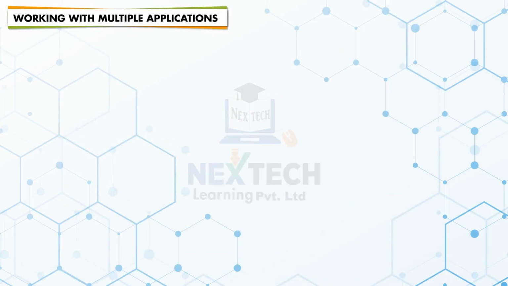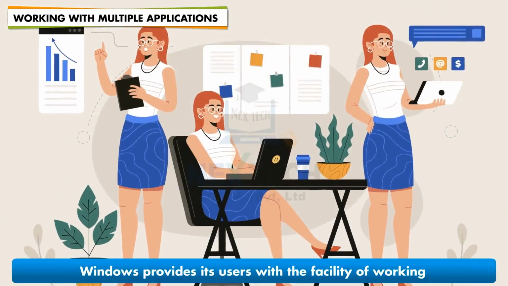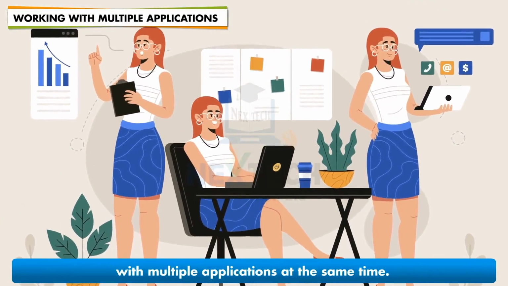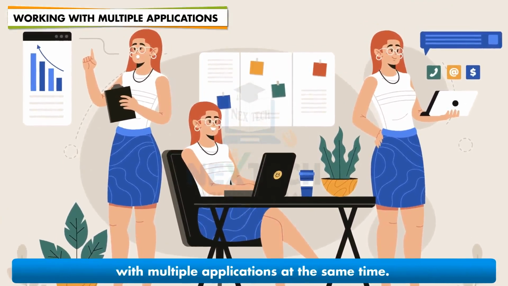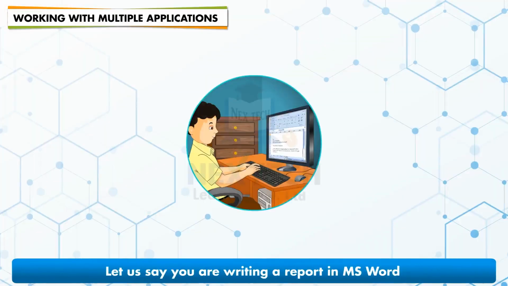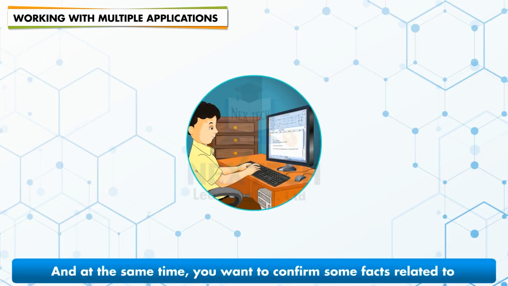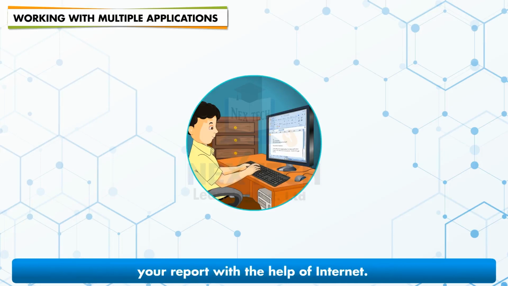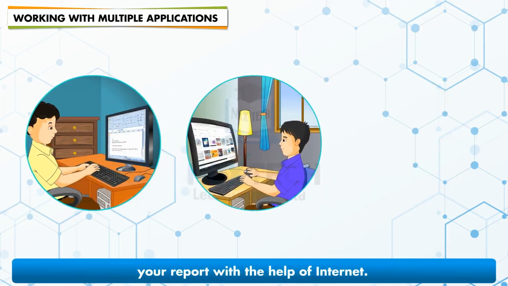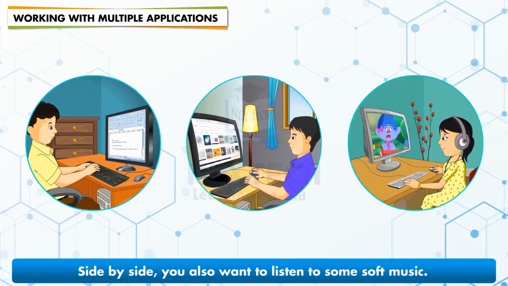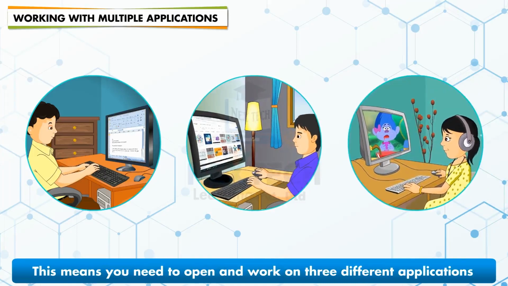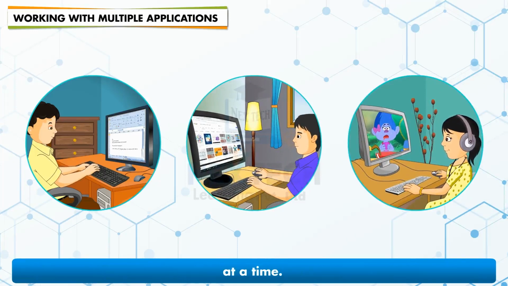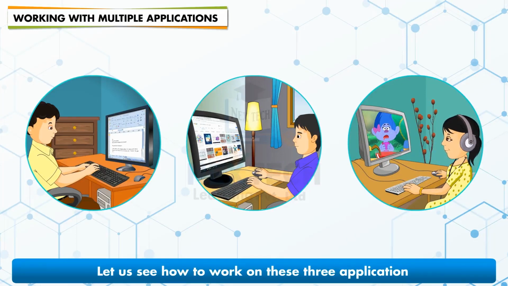Working with multiple applications. Windows provides its users with the facility of working with multiple applications at the same time. Let us say you are writing a report in MS Word on your recent educational tour, and at the same time, you want to confirm some facts related to your report with the help of Internet. Side by side, you also want to listen to some soft music. This means you need to open and work on 3 different applications at a time. Let us see how to work on these 3 application windows at the same time.